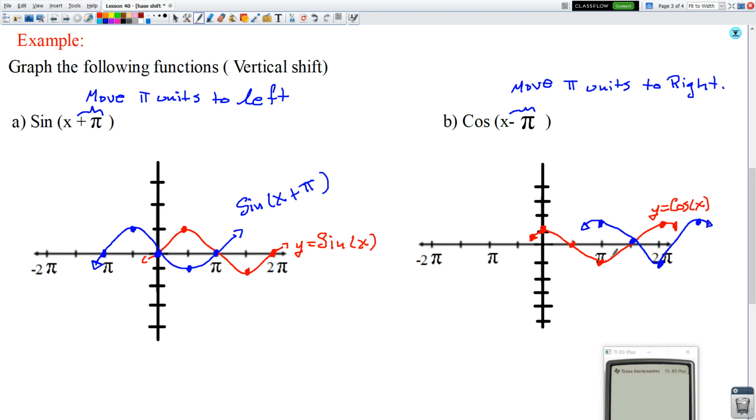So what we have here in blue is the function y equals cosine of x minus pi, which is exactly what we wanted to graph here.